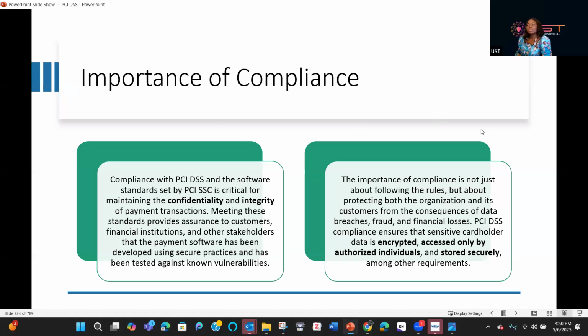But let's talk about the importance of compliance. Compliance with PCI DSS and the software standard set by PCI SSF is critical for maintaining the confidentiality as well as integrity of payment transactions. Meeting this standard provides assurance to customers, financial institutions, and other stakeholders that payment software has been developed using secure practices and has been tested against known vulnerabilities.